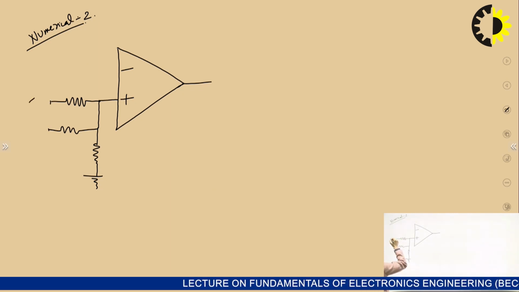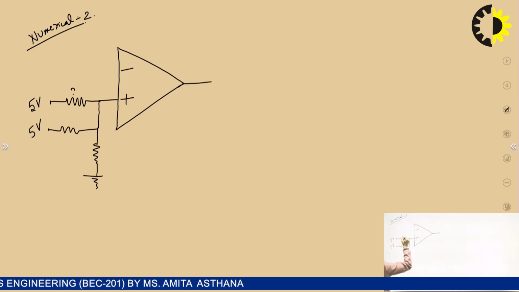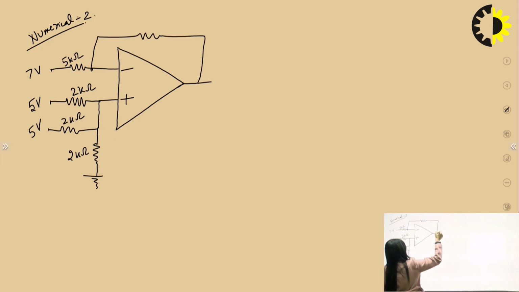Five volt, 2 kilo ohms, 2 kilo ohms, 2 kilo ohms, 7 volts, 5 kilo ohm, 10 kilo ohm. Now the question is asking to calculate the output voltage, that is VO.